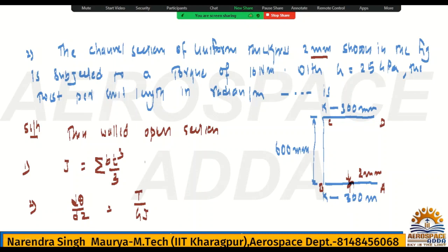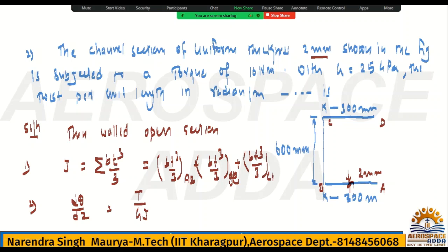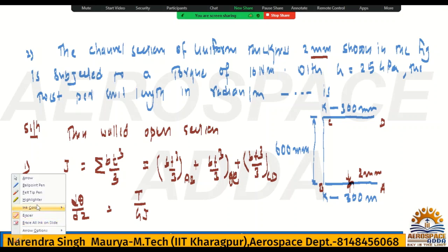So you need to calculate b t cubed by 3 for AB, for BC and for CD. That's all. If you do that, your problem will be solved. Both types of problem, closed and open, they had asked. T is given, G is given. Now put them in the formula and you will get the value. So start solving this.